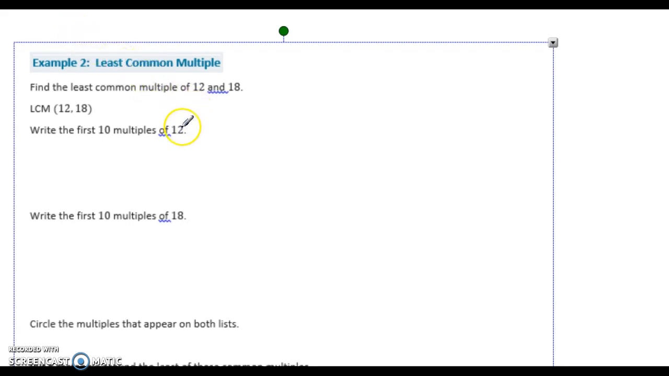Let's start by just listing out the multiples. So why don't you go ahead and pause the video, and you're going to try to list out your multiples of 12 and 18. Remember, you're counting by 12s or doing 12 times 1, 12 times 2, etc. Okay, go ahead and pause.